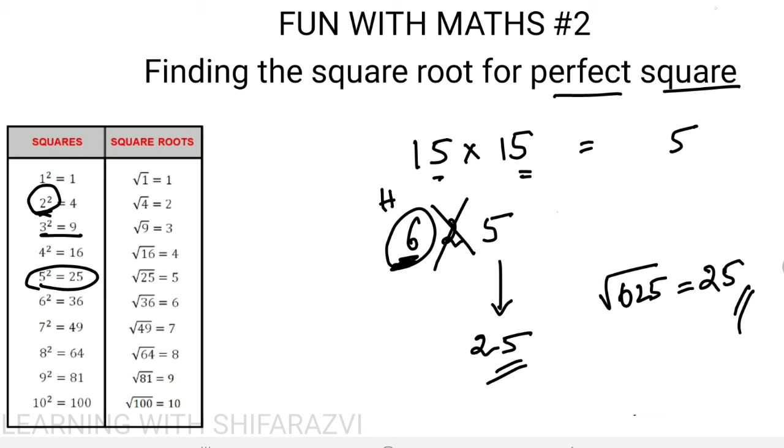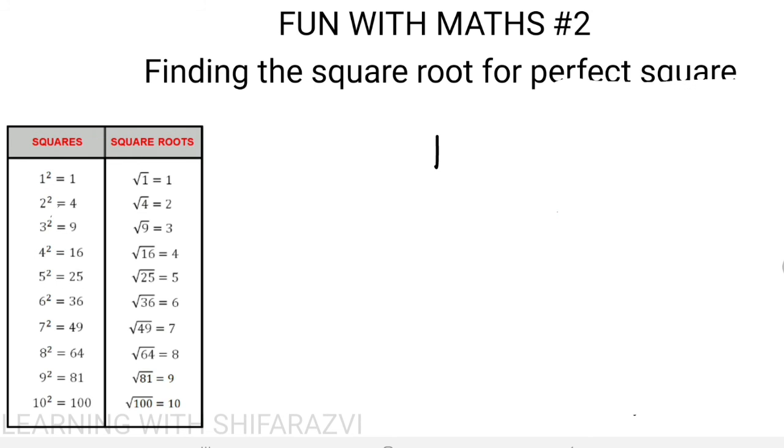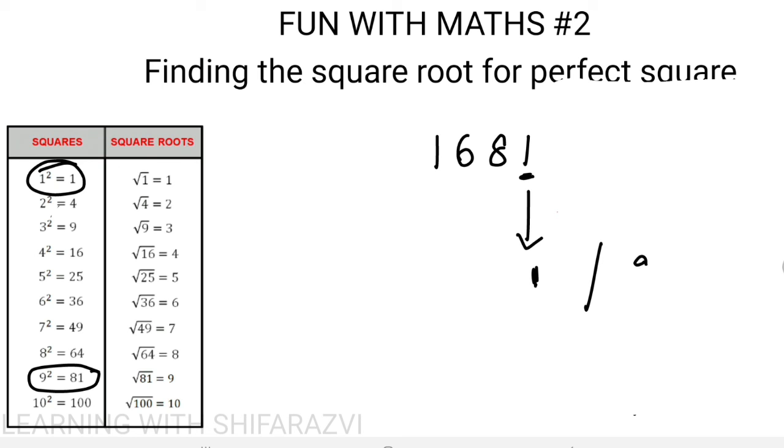Let us check for a 4-digit number now. Let me take the number 1681. So for a 4-digit number also, the logic is the same. Take the ones digit and then check whose square will give 1 at the ones place. It will be either 9 or 1. So in my answer, the ones place will be either 1 or 9.